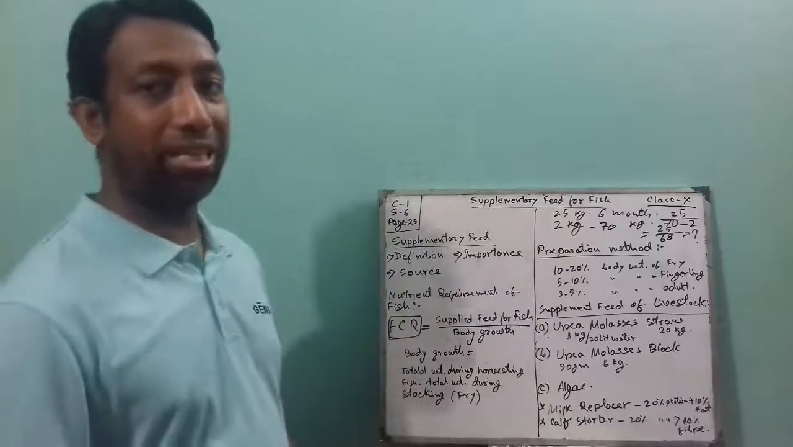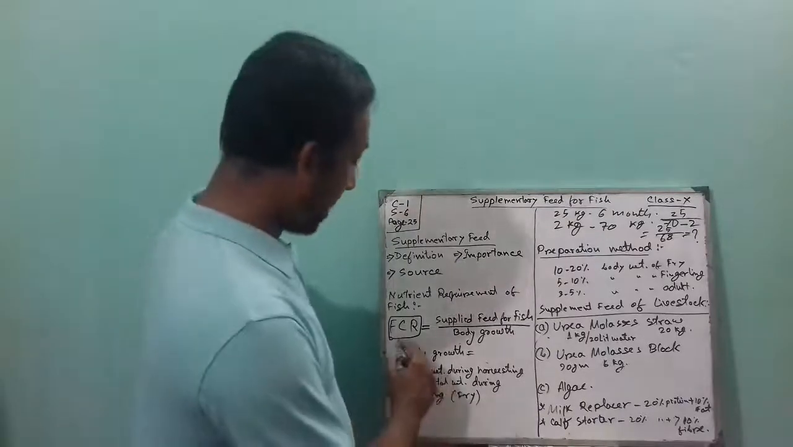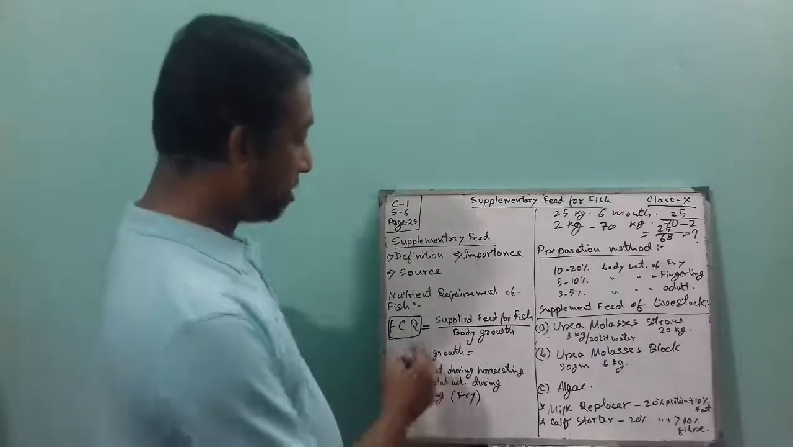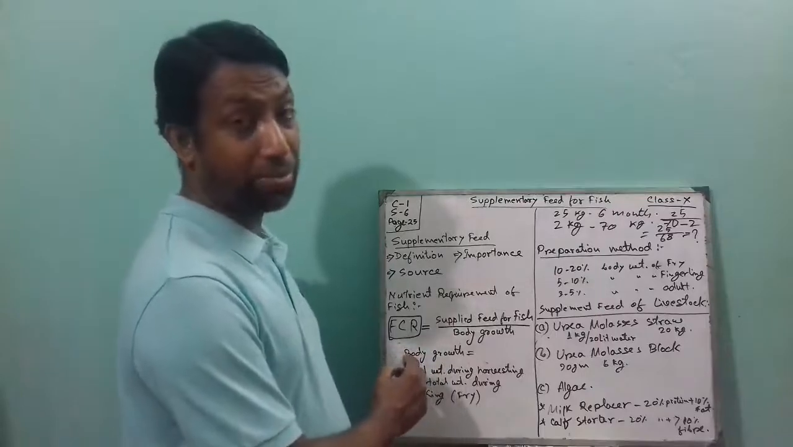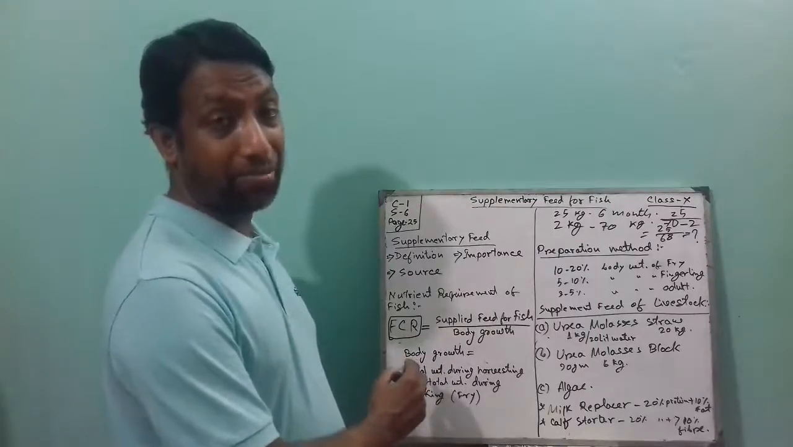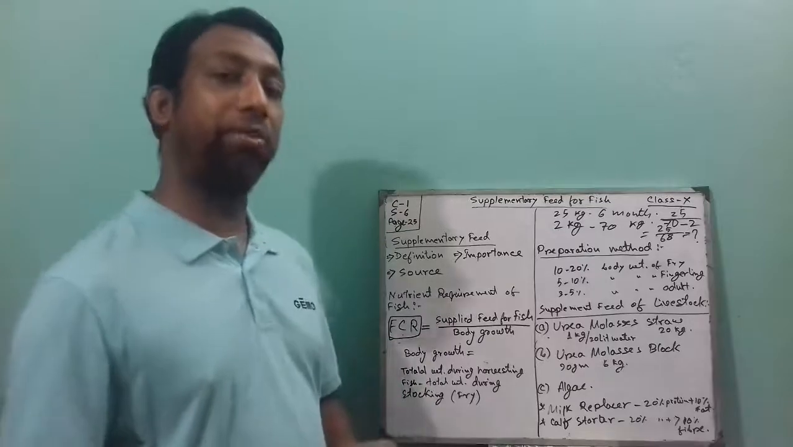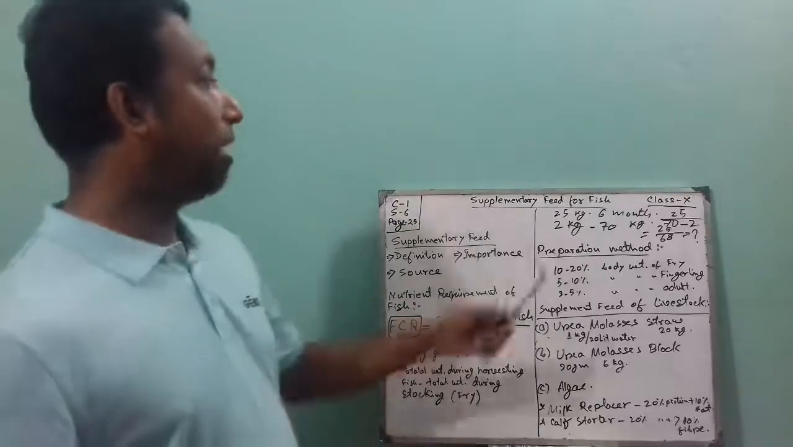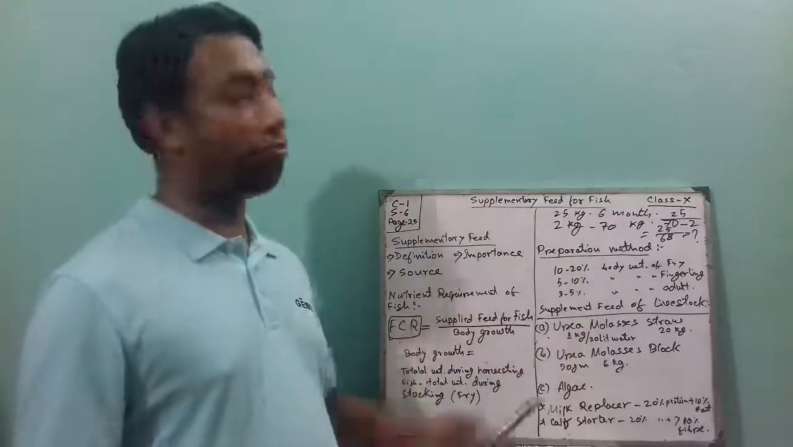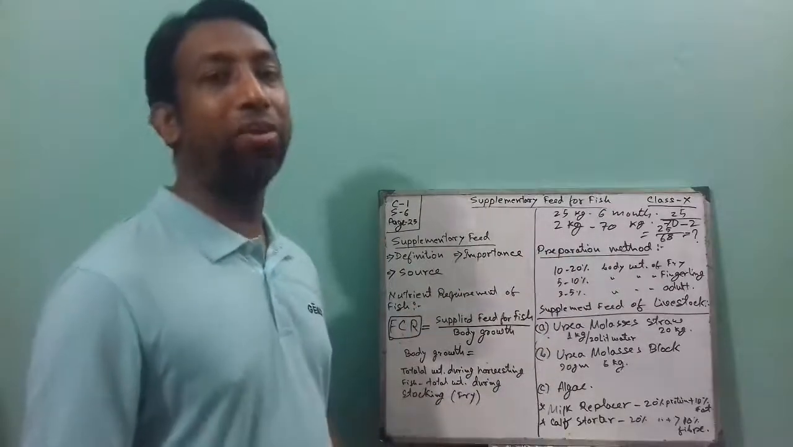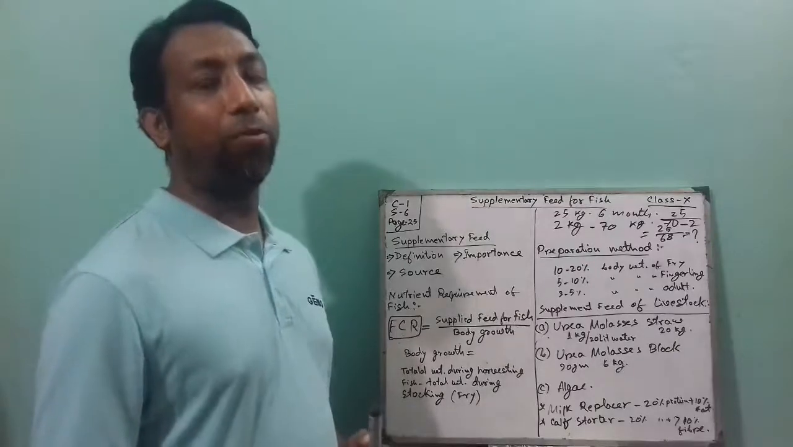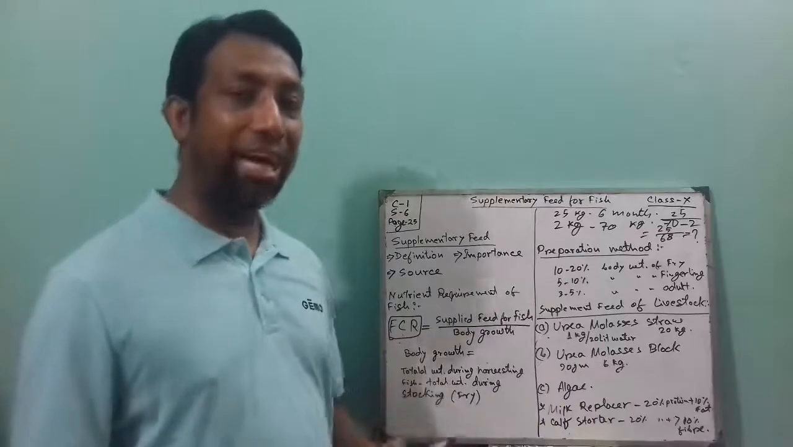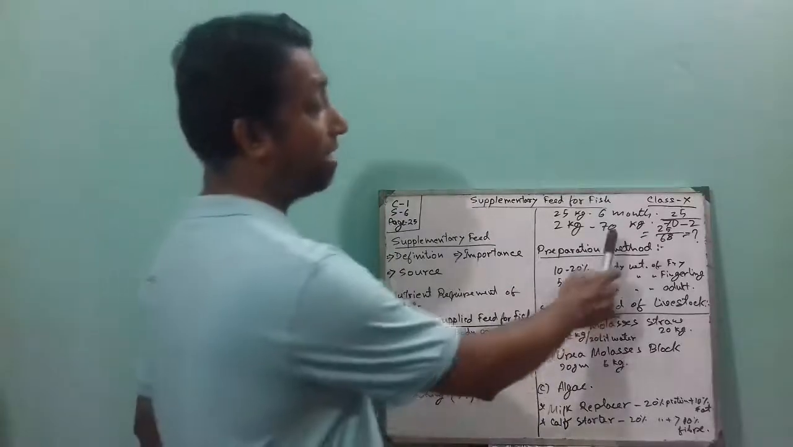And the most important thing here is FCR, so I will explain again. FCR is very important, because sometimes a math problem on FCR comes in the CQ question. For example, Mr. Rohim provided 20 kg of supplementary feed for 6 months. When he released the fries, their weight was 2 kg. After 6 months, when he collected the fish, the weight was 70 kg.